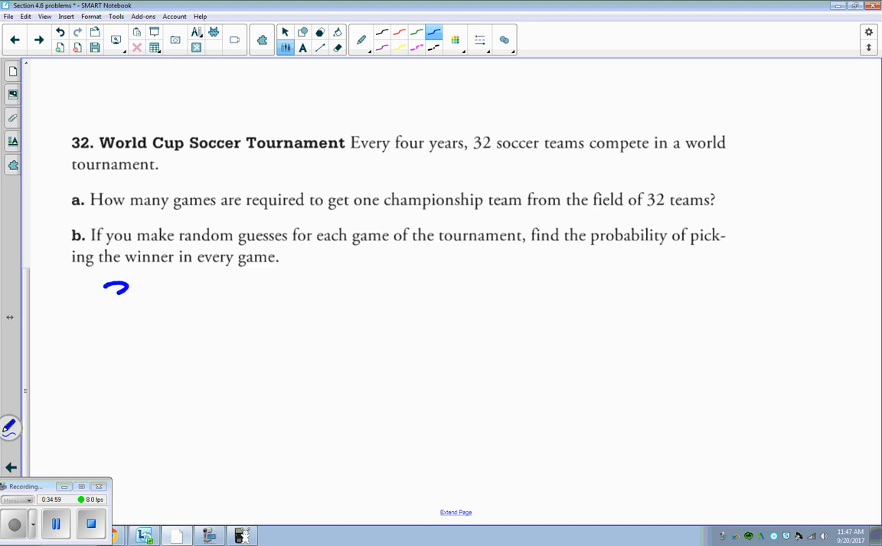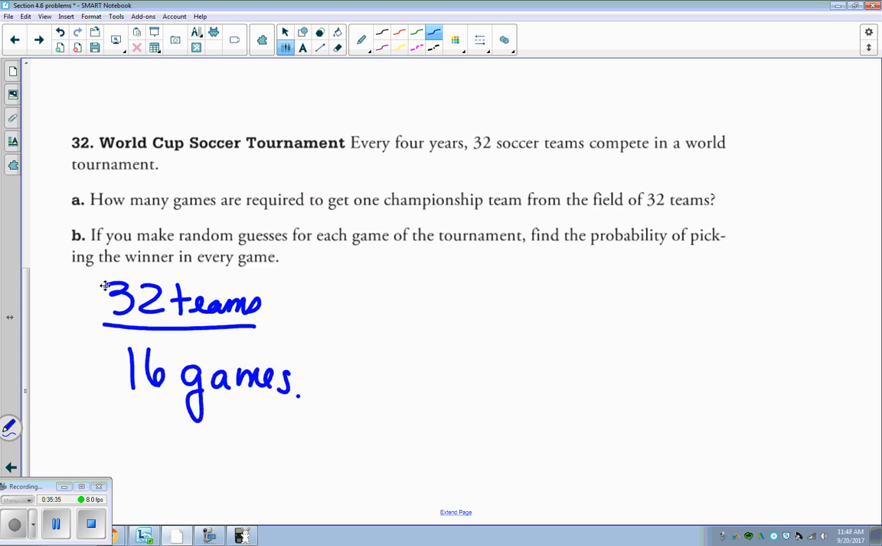And if each of those teams is going to play another team, how many games are there? 16 games, yes. Do you agree? 16 games. So the first step out of the gate, the first elimination round, 32 teams, I'm going to have 16 games, right? So this is my first.